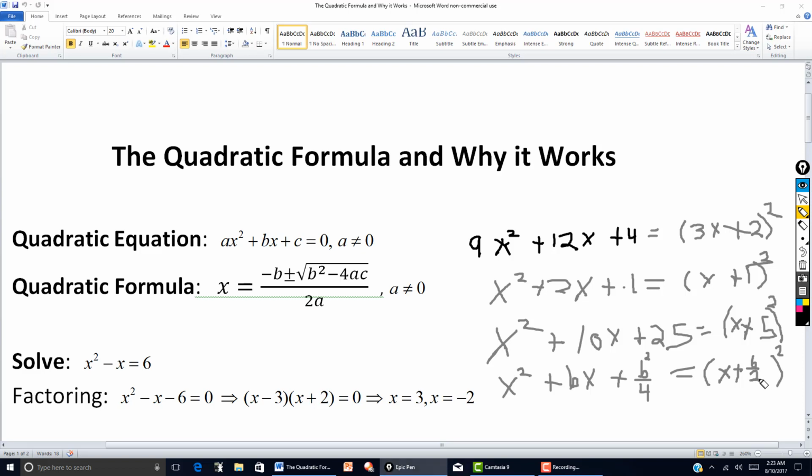The point I'm trying to make here is that if you have a trinomial and the coefficient of the squared term x squared is 1, then if it's a perfect square trinomial, the third term is going to be the square of half the coefficient of x. Notice in the first one, x squared plus 2x plus 1, half of 2 is 1, squared you get 1. In the second one, half of 10 is 5, squared you get 25. And in the last one, half of b is b over 2, squared you get b squared over 4. The quadratic formula is basically derived using that particular property.